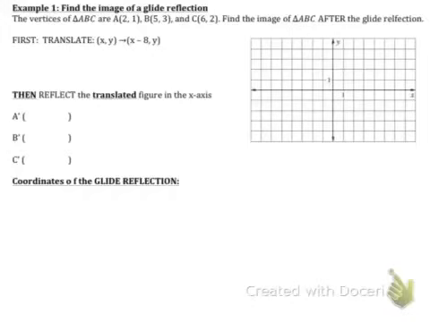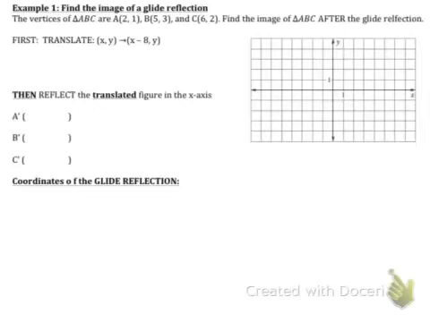Alright, so for example 1, we take the vertices of triangle A, B, and C, and we want to find the image after the glide reflection. A glide reflection is a translation and then a reflection happening one right after the other. The line of reflection from each transformation is parallel to the previous image, and I'll show you what I'm talking about later on.